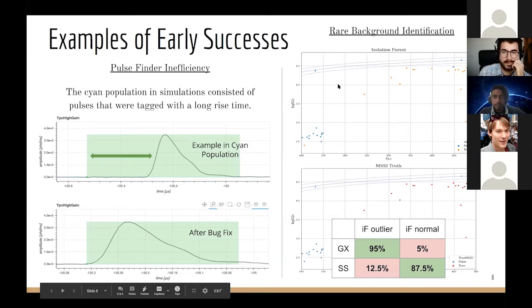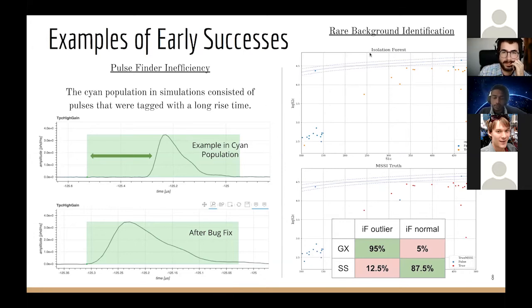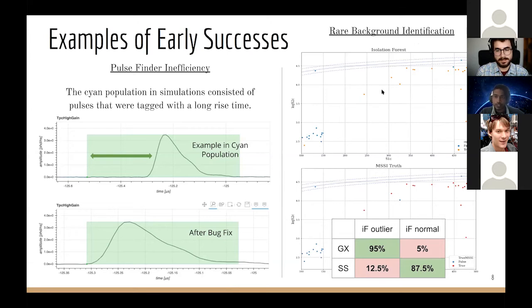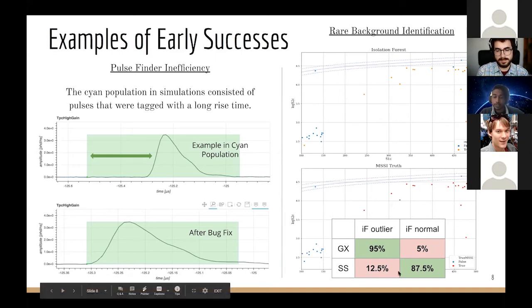The second example that shows the utility of a general purpose anomaly finder is rare background identification. We can see in these plots the usual S1 versus S2 plots. There are these backgrounds that we wish to cut out. In fact, these are the same backgrounds that Scott mentioned earlier, the gamma X, which come from incomplete ionization signals. And just by using a few features or RQs that are pertinent to this type of background, the isolation forest can pick out about 95% of these backgrounds, compared to truth data, at a relatively low leakage rate.